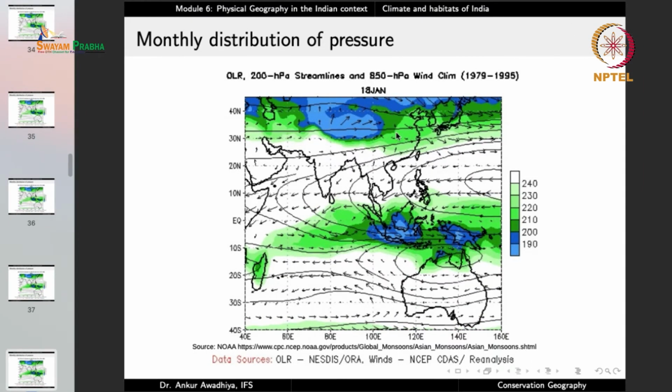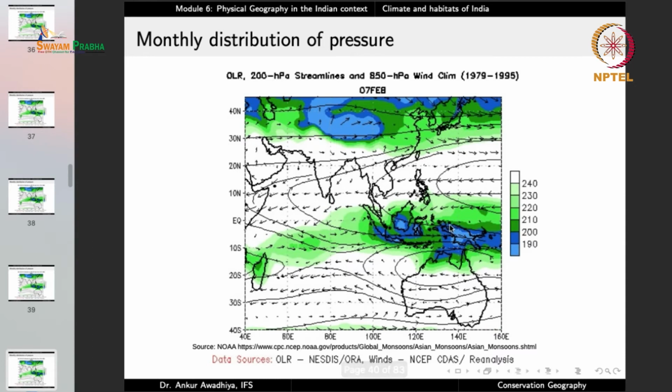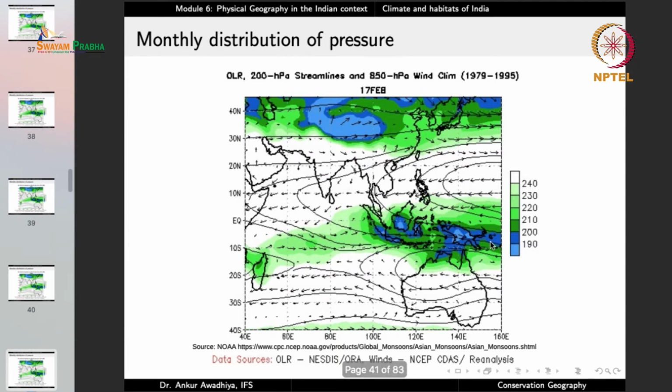Now as January progresses we enter into February. So now the low pressure zone is close to the equator. So this is now 17th of February. So this is how the winds and the air pressures change with different seasons over India. Now when these winds are moisture bearing winds, we get rainfall.